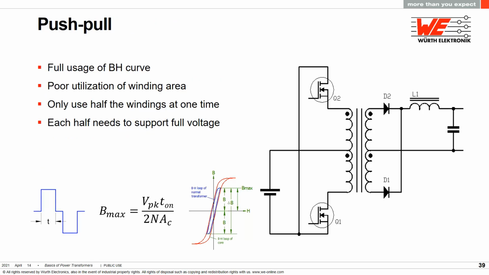Moving on, this is the push-pull circuit. It's the first circuit to make full use of the BH loop, going plus and minus on the curve. You can see it's like two forward converters back to back. You can always recognize it because the transformer will have a center tap so that both switches can be referenced to the low side. Only one switch operates at a time, alternatingly.